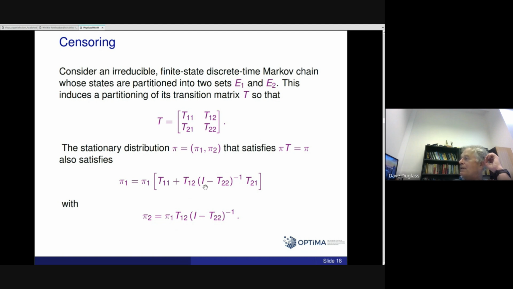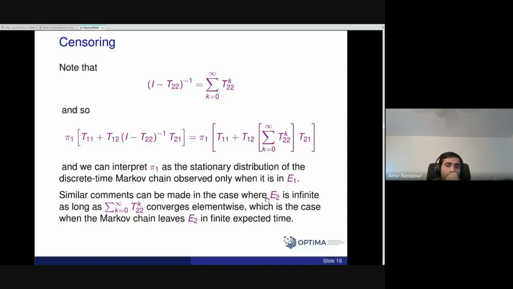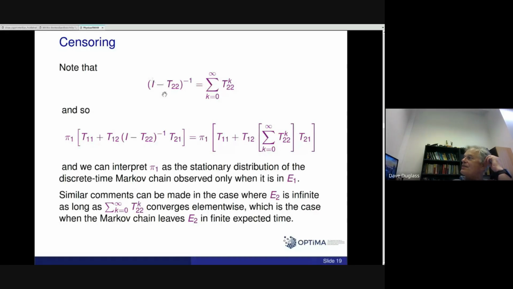And I minus T22 is non-singular for the same reason that I mentioned I minus A1 was non-singular before. You've got to be able to escape from E2 for this to be irreducible and positive recurrent, which means that T22 has got to have a spectral radius strictly less than 1. So I minus T22 inverse exists. And when it exists, it's convenient to remember that it actually can be written in this form. It's the sum from k equals 0 to infinity of T22 to the k.